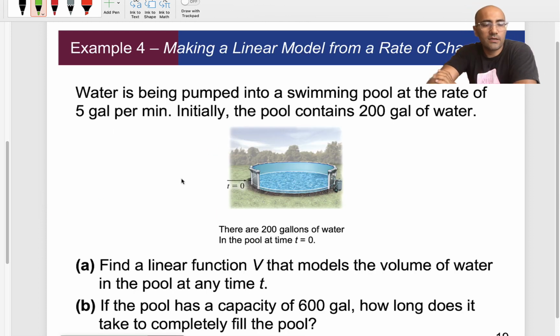Okay, so here's an example. Water is being pumped into a swimming pool at a rate of 5 gallons per minute. Initially, the pool contained 200 gallons of water. Find the linear function v that models the volume of the water in the pool at any time t. Okay, so this is really easy.